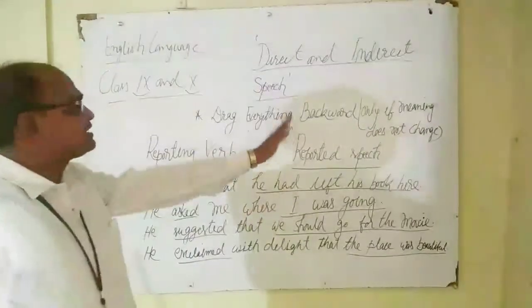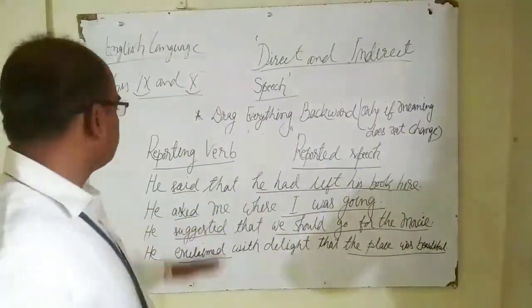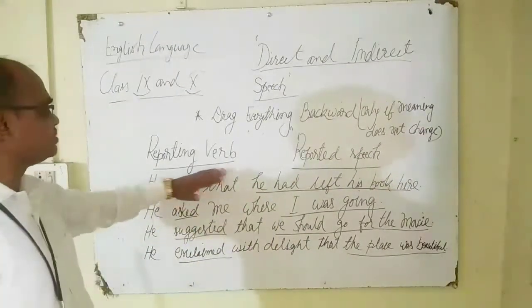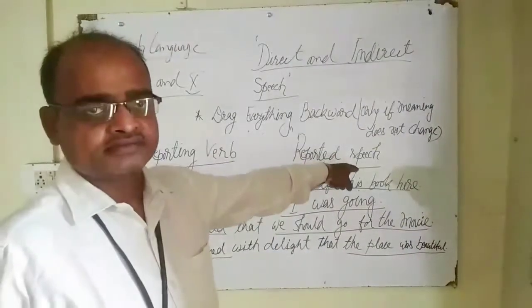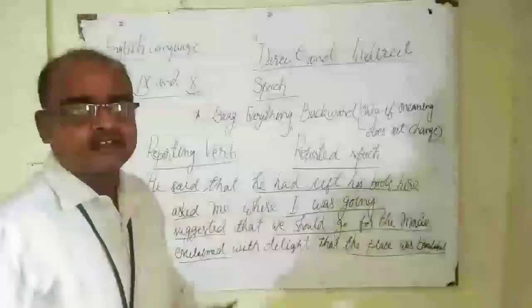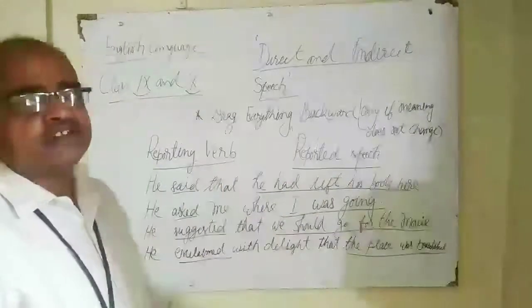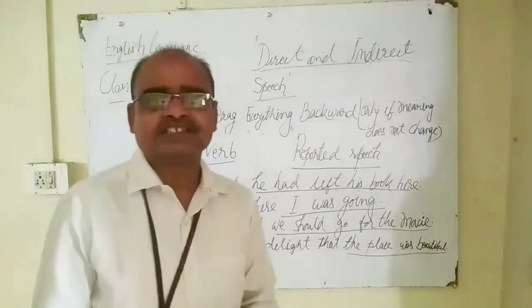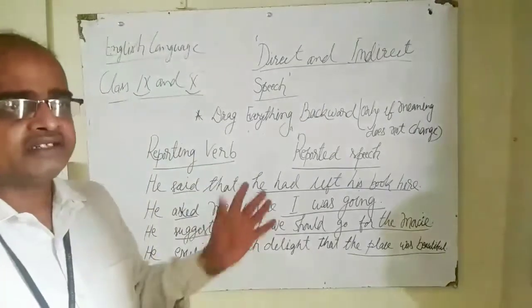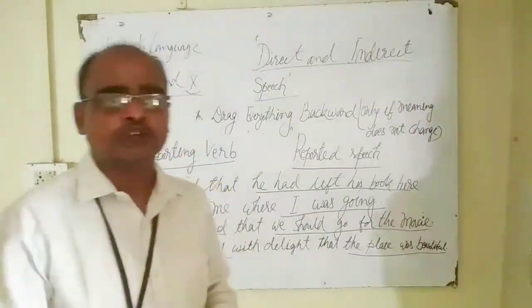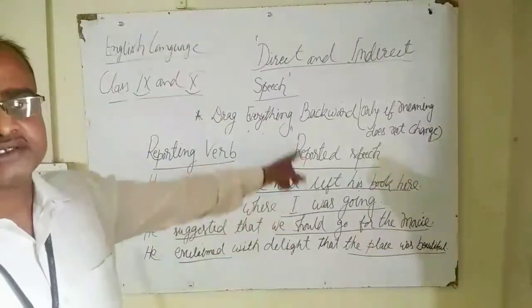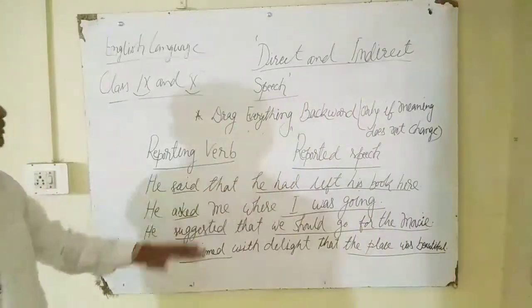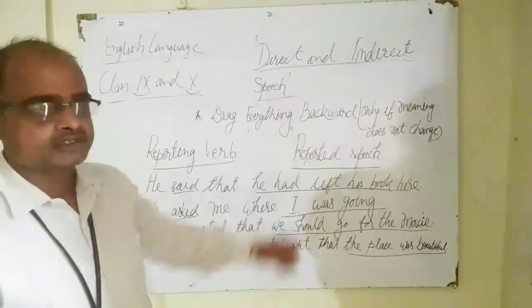So, direct and indirect speech have two parts: reporting verb and reported speech. When you are relating in direct speech, it's very easy because you are not changing anything, you are just telling the original dialogue. But the problem arises when you use your own words, and that's why we learn indirect speech. So first of all, I have to brief you about reporting verb and reported speech.